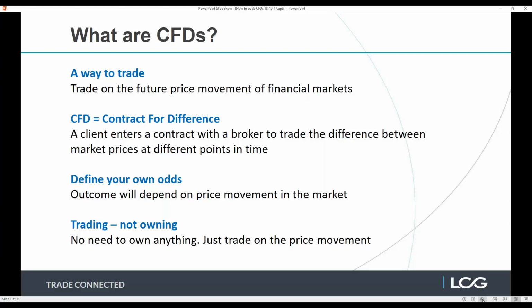Now again, I want to reiterate this point that we're trading here. The whole point of this is not to own a piece of Microsoft because you think it's a great company. It's purely trading to try and make trading profits. So we're not owning anything, just trading on the price movement.